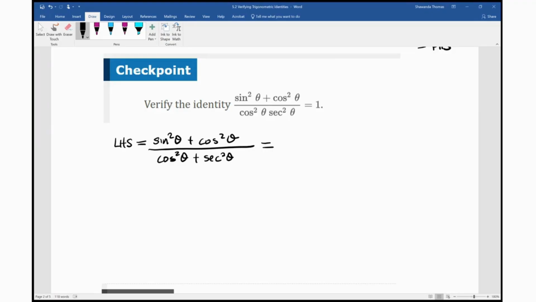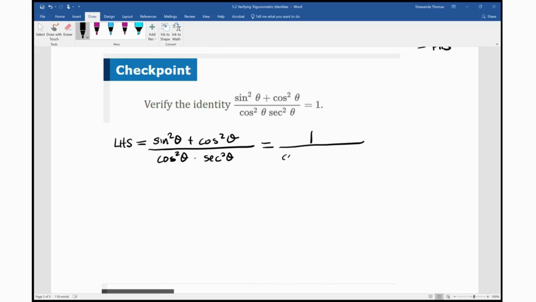Does the top part not look a little familiar? It's my favorite identity. What is sine squared theta plus cosine squared theta equal to? 1. So we at least get that numerator down to 1. I put a plus sign, but it's supposed to be a times.